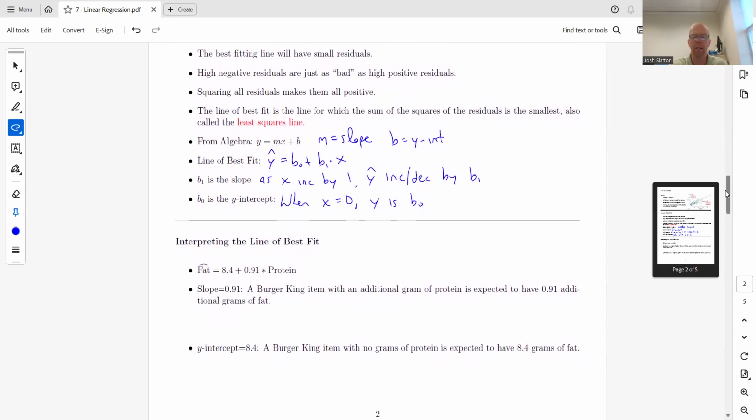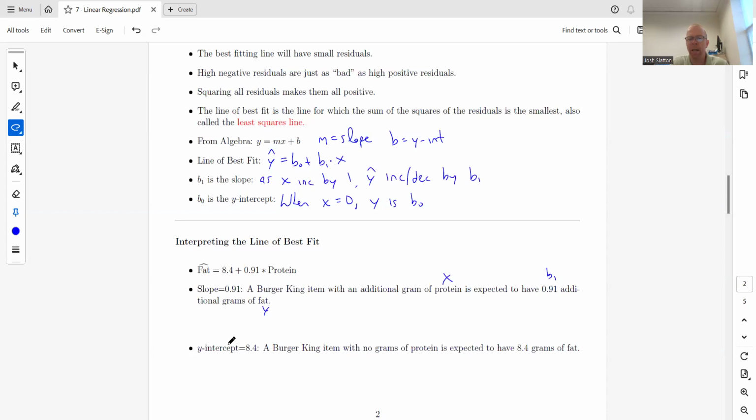So we'll talk about how to get this equation, but here's the regression equation for that Burger King data. So the slope is 0.91. What that means is a Burger King item with an additional gram of protein, so that is X, is expected, that's the predicted part, to have B1 additional grams of fat. You can see how as X increases by 1, so a Burger King item with an additional gram of X, gram is units, of course, Y hat is predicted to increase by B1.